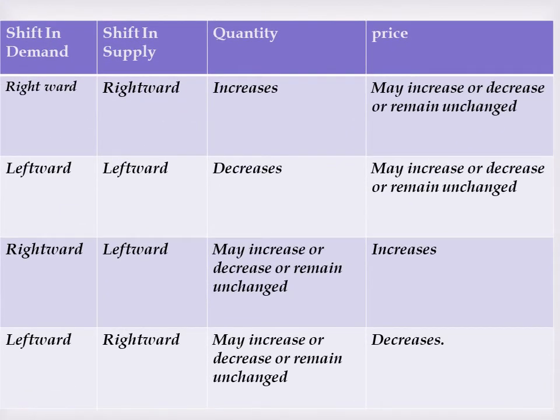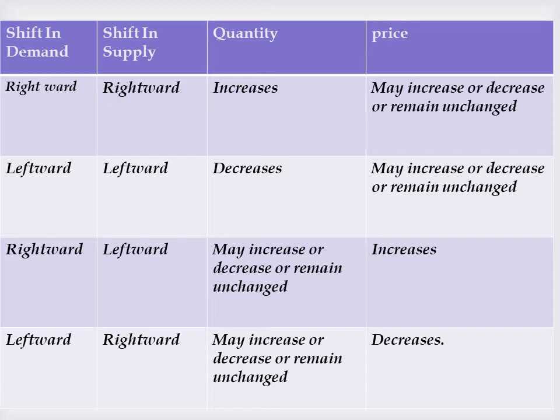The impact on equilibrium price and quantity in all four cases is given here. When the demand and supply curves shift rightwards, the equilibrium quantity increases and the equilibrium price may increase, decrease or remain unchanged. So the equilibrium price depends upon the rate of increase in demand and supply. If the rates of increase in demand and supply are the same, then the equilibrium price remains unchanged.